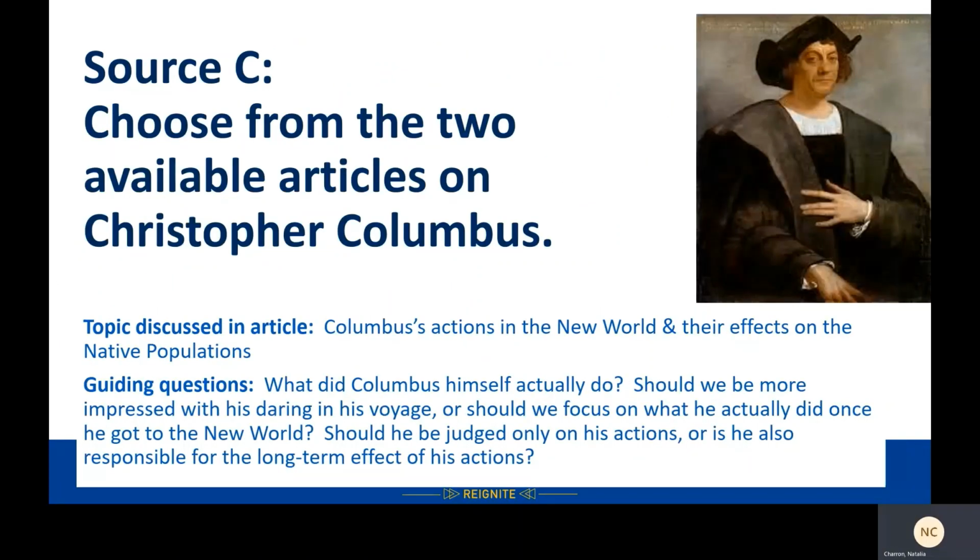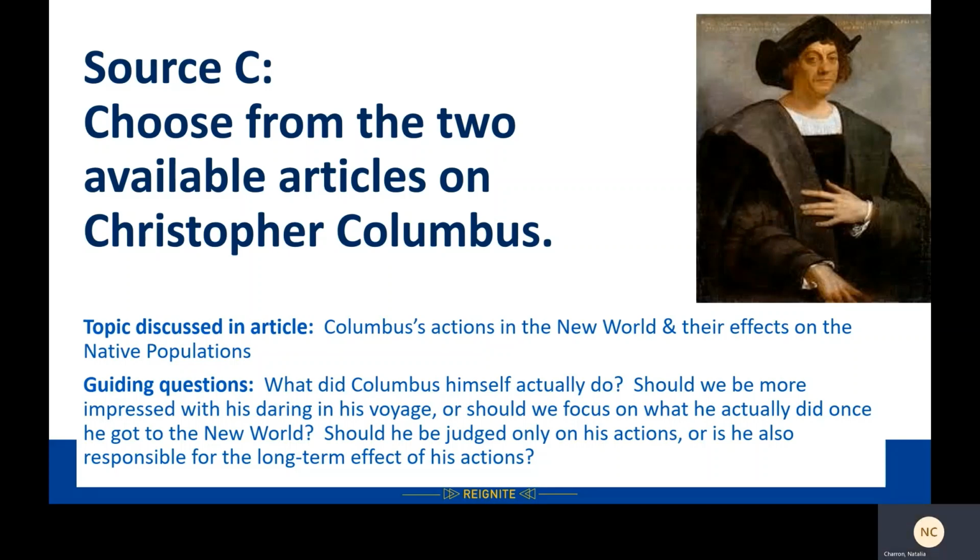In my normal class packets, the following is one of the options for source C, an article on Christopher Columbus. And in this article, we'll discuss Columbus's actions in the New World and their effects on the native populations. This is a big kid history article, right? It's complicated. And so you don't need to keep every single detail in mind, but focus on the following guiding questions as we go through.